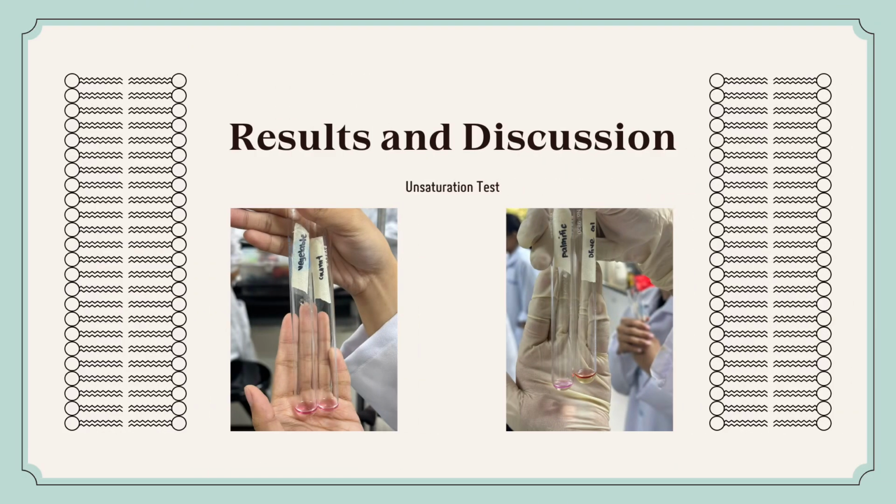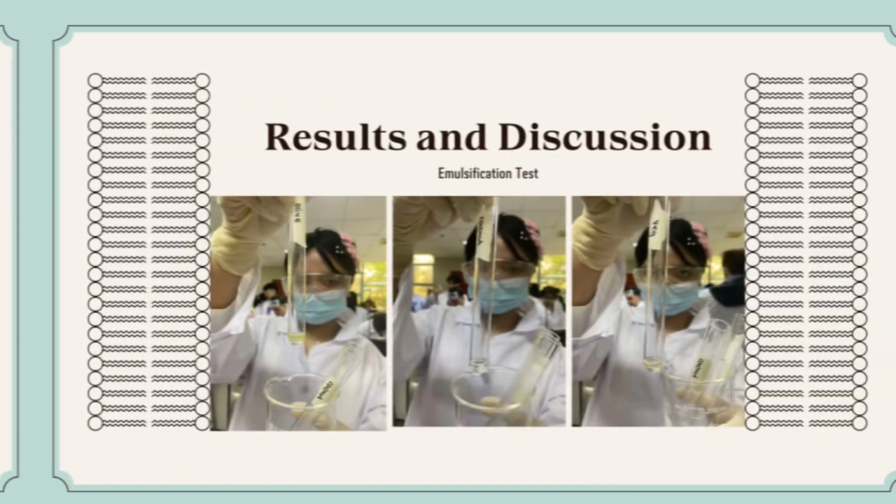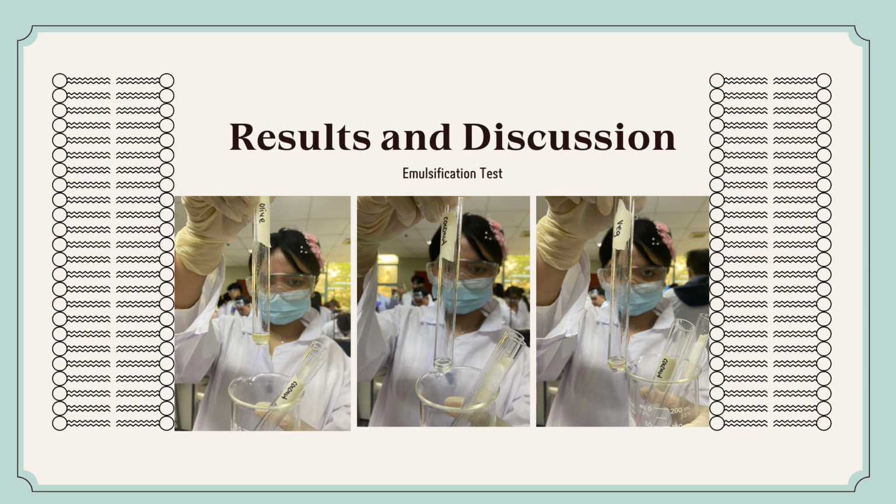The test for unsaturation showed that palmitic oil was the most reactive, followed by olive oil, then vegetable oil, and lastly, the coconut oil. The saponification test resulted in the vegetable oil forming bubbles, the coconut oil having a mixed substance, and the olive oil not reacting at all. Lastly, the emulsification test, wherein we observe that coconut oil emulsifies with water, sodium carbonate, and soap.